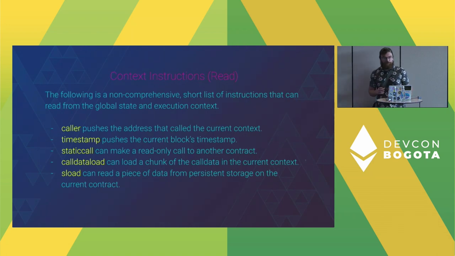And so the call data is basically the data that is sent to your contract to tell you a little bit about what function to execute, what arguments it has, and things similar to this. So calldataload can actually pull some of that data for you. Sload can read a piece of data from persistent storage on the current contract. So contracts can only read their own storage, but basically we can read any slot using sload.